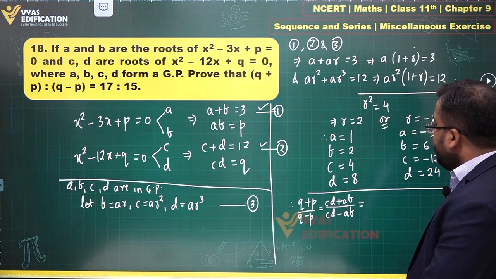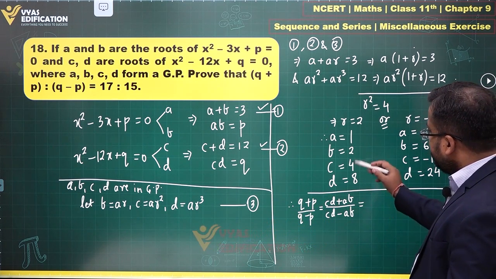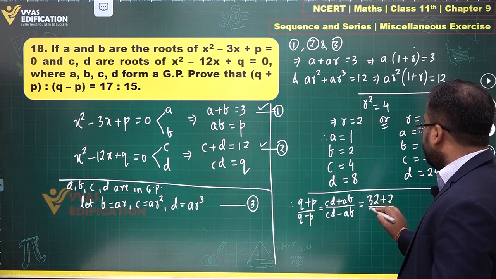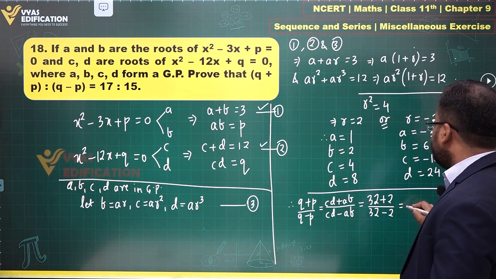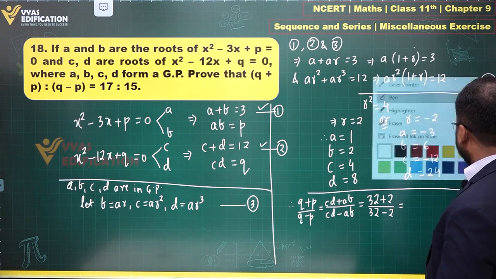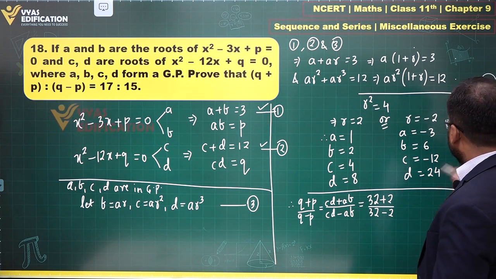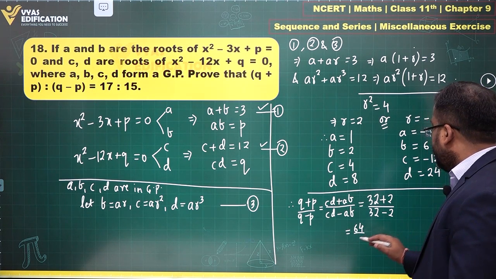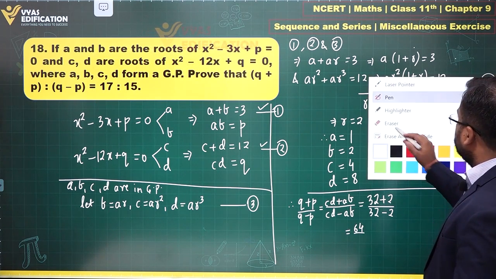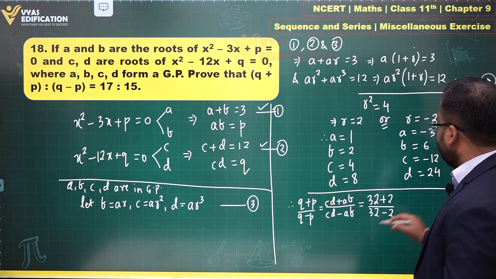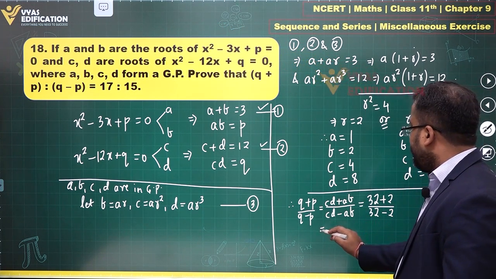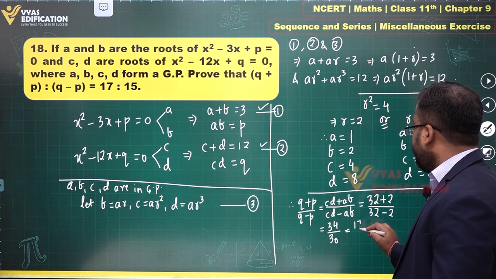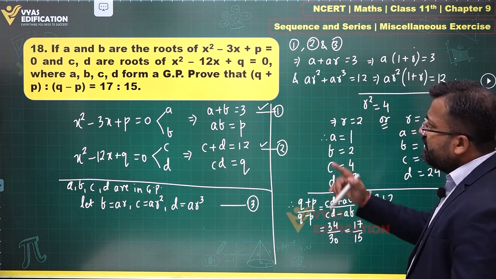Let's take a look at this. CD is 32 and AB is 2, upon 32 minus 2. What is that? This is equal to 34 upon 30. Why am I writing 64? This is 34 upon 30, which is 17 upon 15. Okay, this is what we wanted to prove.